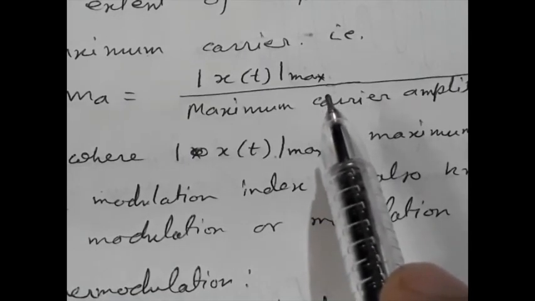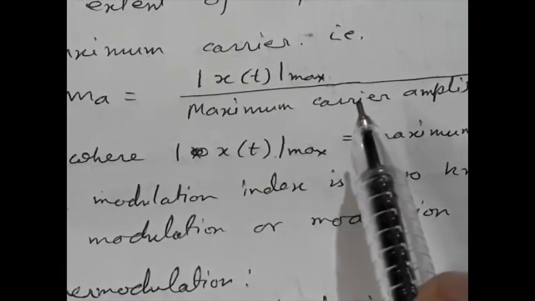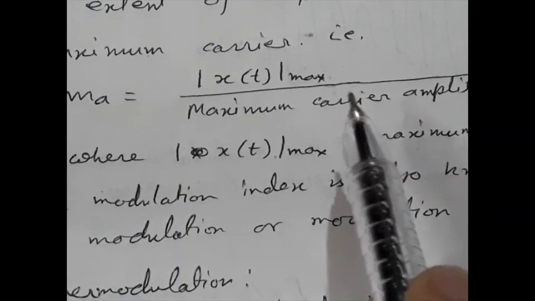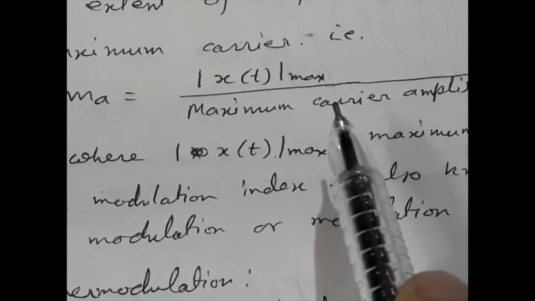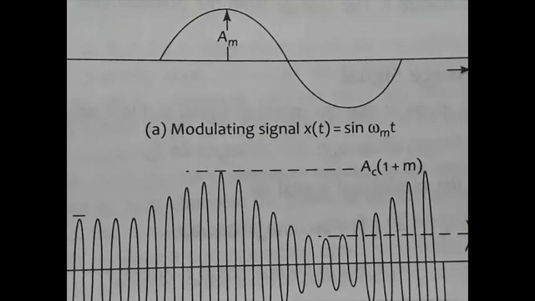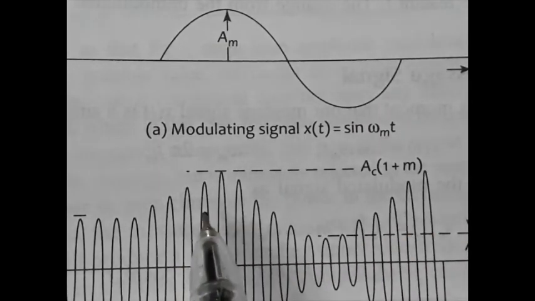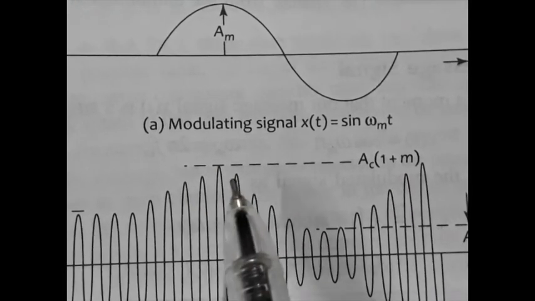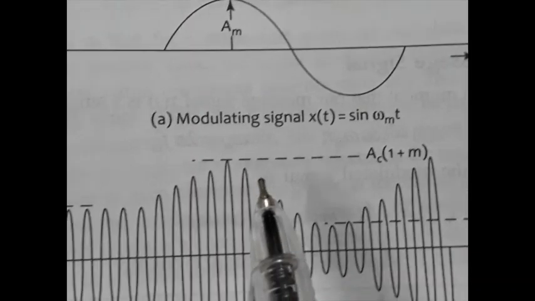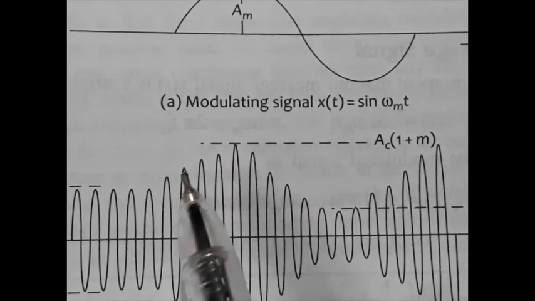Now what will happen if x(t) max is exactly equal to the carrier amplitude Ac, or x(t) max is greater than the carrier amplitude? To understand this, let us consider these figures. Suppose this is the baseband signal. So the carrier amplitude will vary depending on the baseband signal like this. And this is the case when modulation index is less than 100%. We have already drawn this.